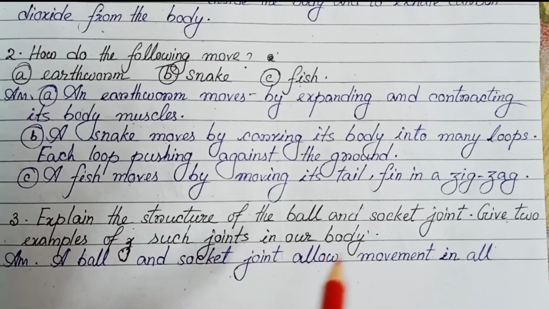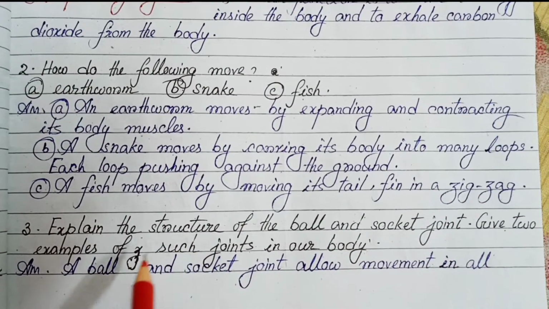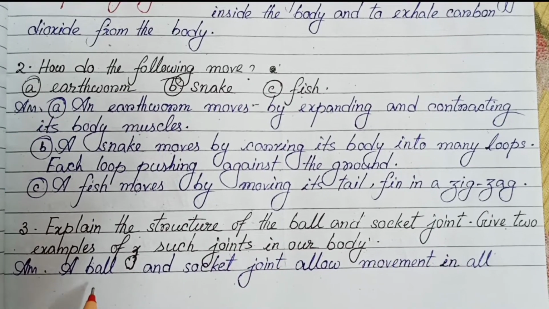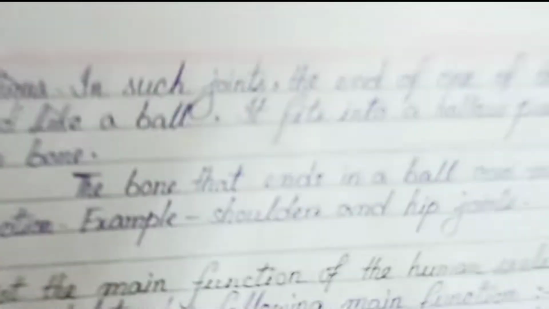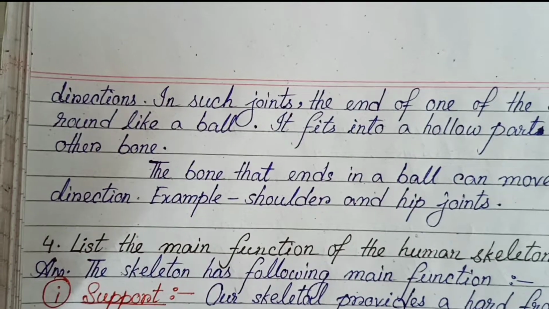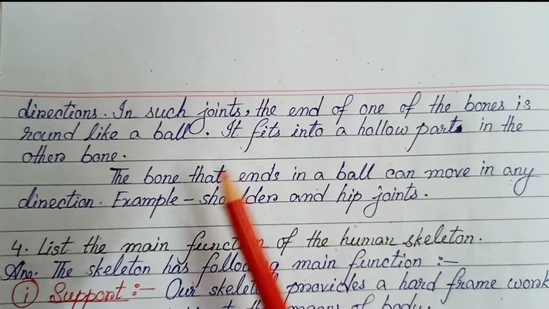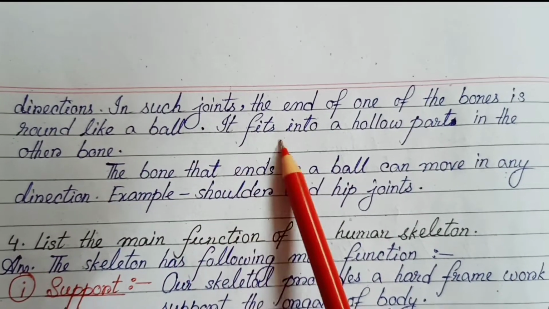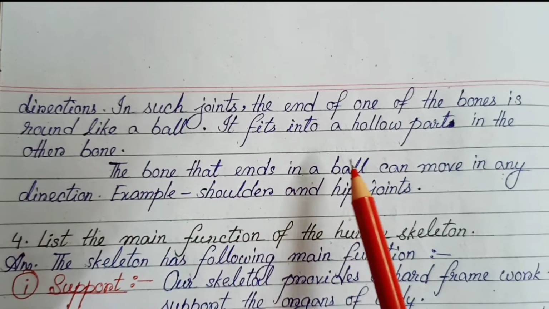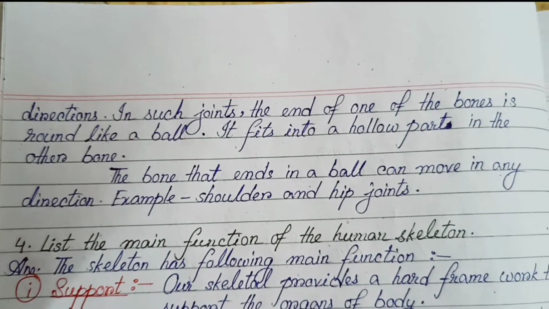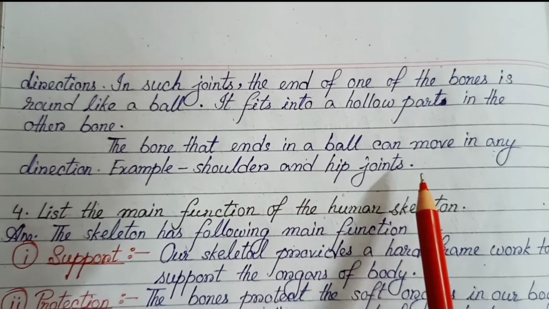Number 3, explain the structure of the ball and socket joint. Give two examples of each joint in our body. A ball and socket joint allows movement in all directions. In such joints, the end of one of the bones is round like a ball. It fits into a hollow part in the other bone. The bone that ends in a ball can move in any direction. Example, shoulder and hip joints.